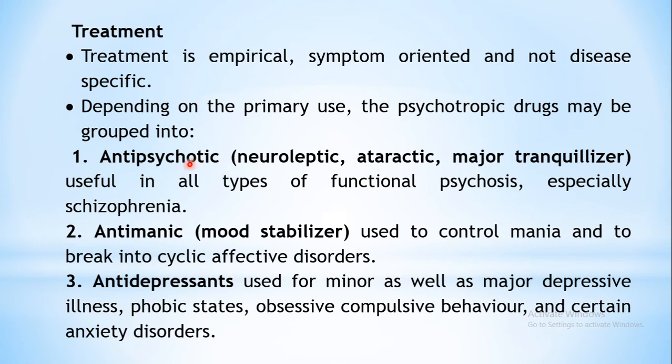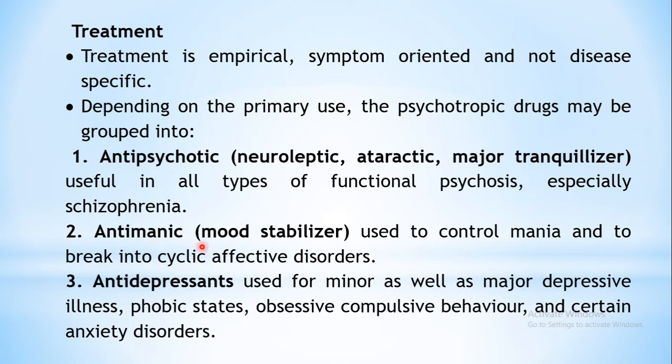Okay, each of these chapters you are going to study in detail from here onwards. Antipsychotics are also known as neuroleptics. Ataraxics, or major tranquilizers, is another term given to them. These are useful in all types of functional psychosis. Schizophrenia, that is split personality, is the main one for which these drugs are useful in treatment.